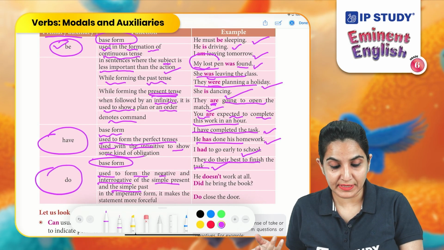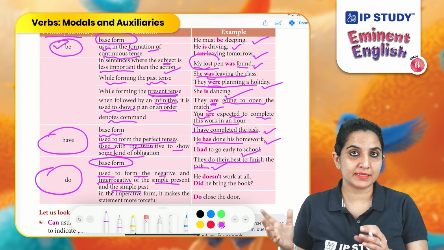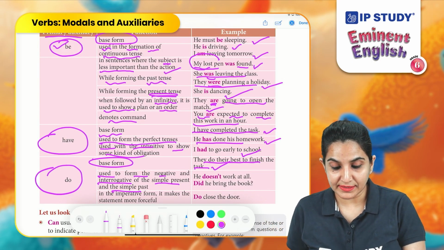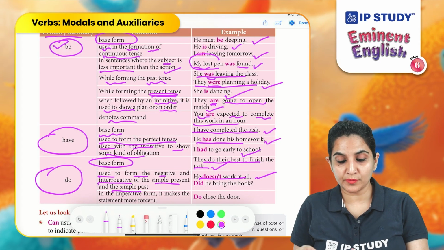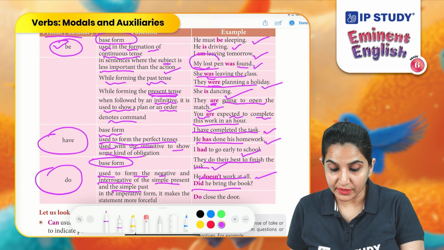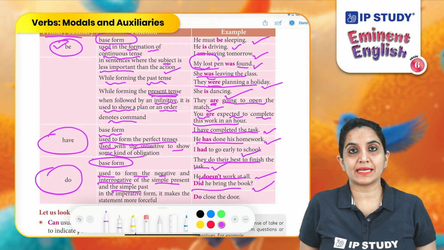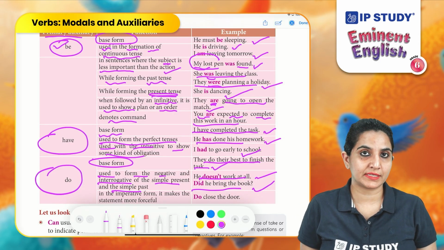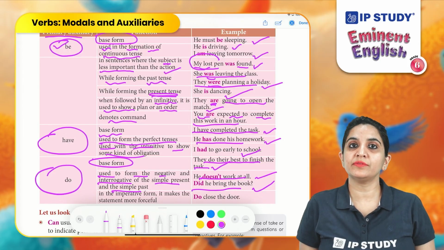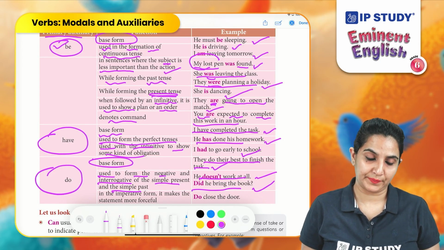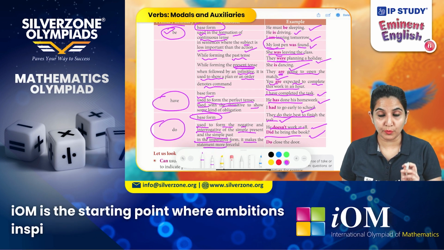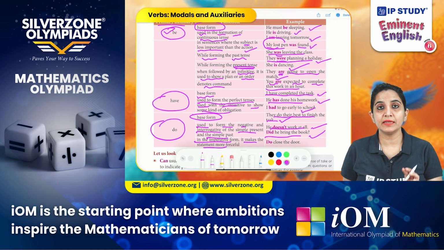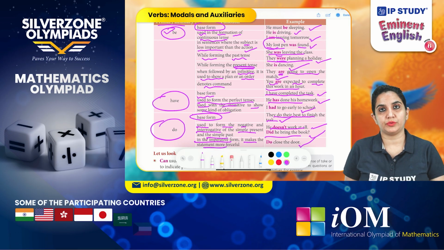So, the negative sentence in the simple present or simple past can be formed: he doesn't work at all. Or you can use it in the interrogative forms, such as did he bring the book? So it can be used in negative sentences, and in positive interrogative sentences as well. In the imperative form, it makes the statement more forceful, as in more authoritative, like do close the door, right?